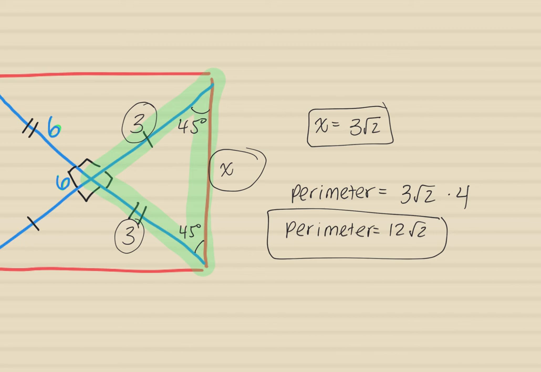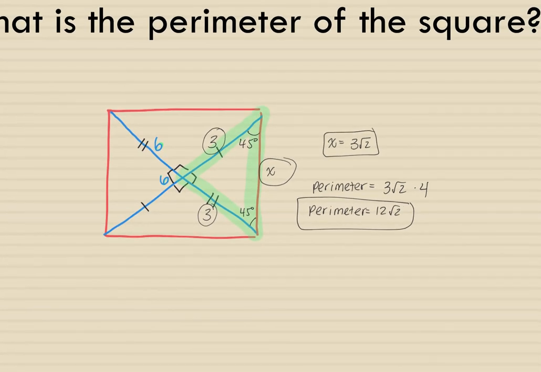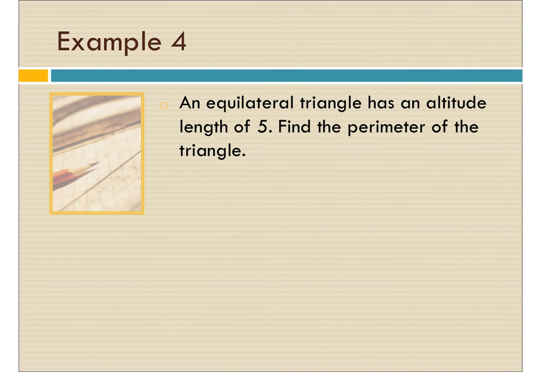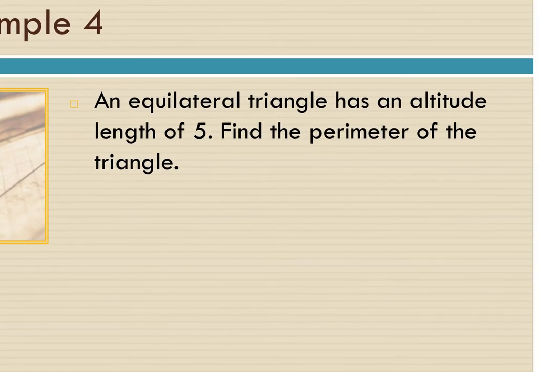Was that too hard? Okay, you guys with me so far? We got one more example, and then you guys are good to go. Cool? Okay, here we go. Last example. An equilateral triangle has an altitude length of 5. Find the perimeter of the triangle.